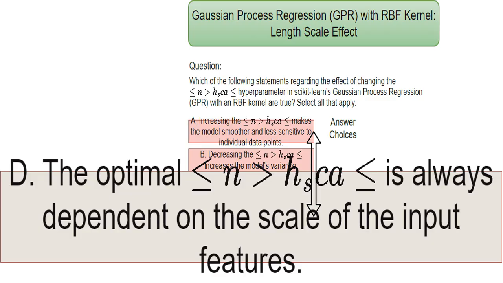If the features are on vastly different scales, the model won't be able to find a good length scale, and pre-processing is needed before the model can produce meaningful results. Think of it like measuring distances in meters and kilometers simultaneously. You'd need to unify those units first.